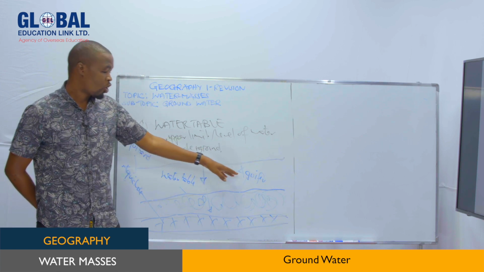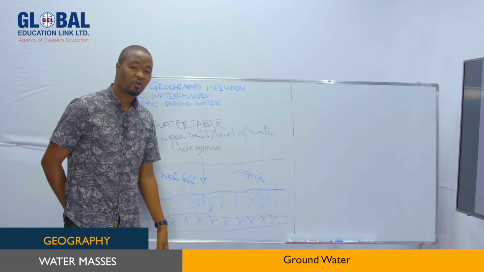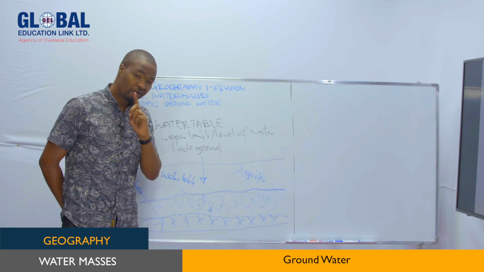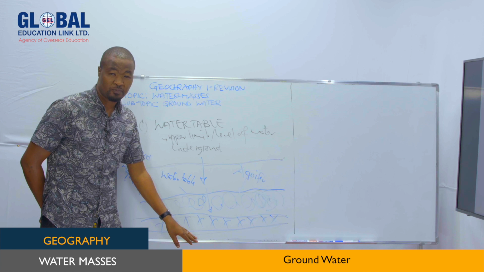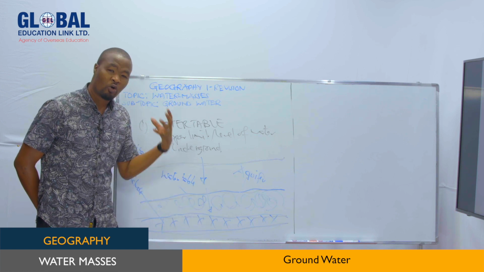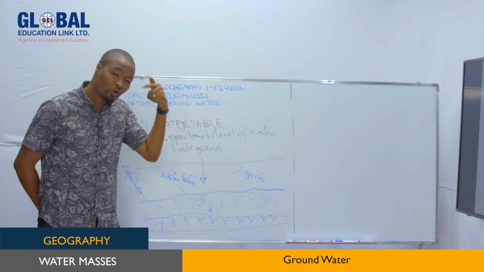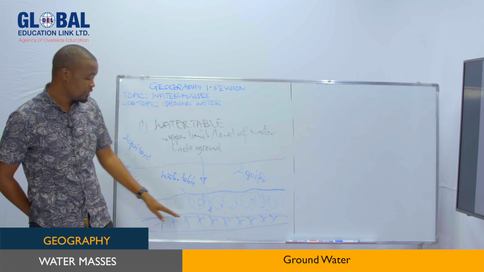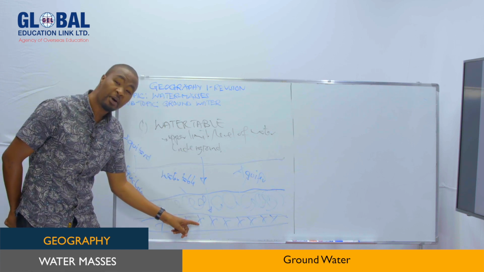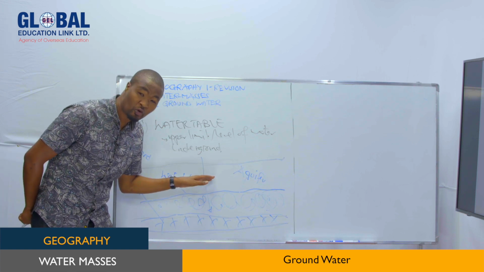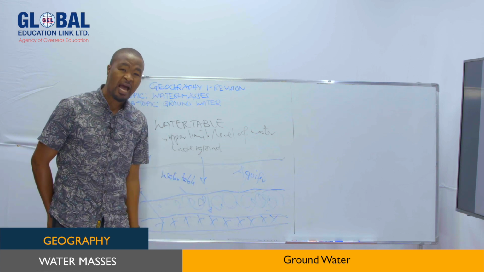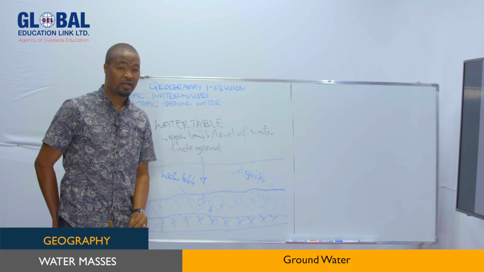We have the confined and the non-confined or unconfined aquifer. The confined aquifer refers to the aquifer overlain by two impermeable rocks. Are we together? But the non-confined aquifer refers to the aquifer which is overlain by one impermeable rock, the hard rock, and the other is permeable, the soft rock. This aquifer we call the unconfined or the non-confined aquifer.